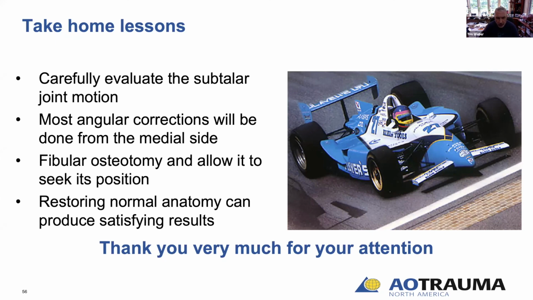Most angular corrections can be done from the medial side, and that makes it much easier to protect the soft tissues. Fibular osteotomy for anything over 10 degrees and allow that fibula to stay with that distal fragment and seek its position. And then, like so many of the other osteotomies, right, restoring normal anatomy, oftentimes the patients end up with a significant improvement, if not a great deal of improvement.